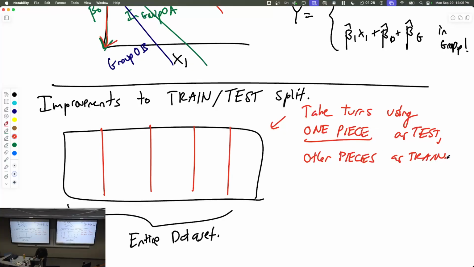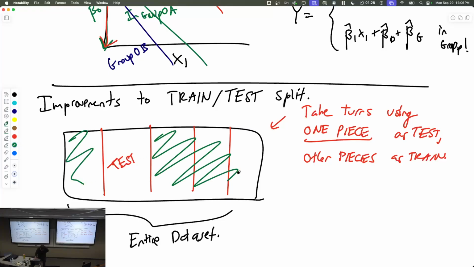So you split the data set into 5, and you say, I'm going to use this one as my test set, and then I will use the other ones as my training set. So these ones are all training. And then I do my error that way, and then I shuffle around which one's the test set. So I do the training, and then I do it again with this one as the test set, and so on. Repeat for each piece, and average.